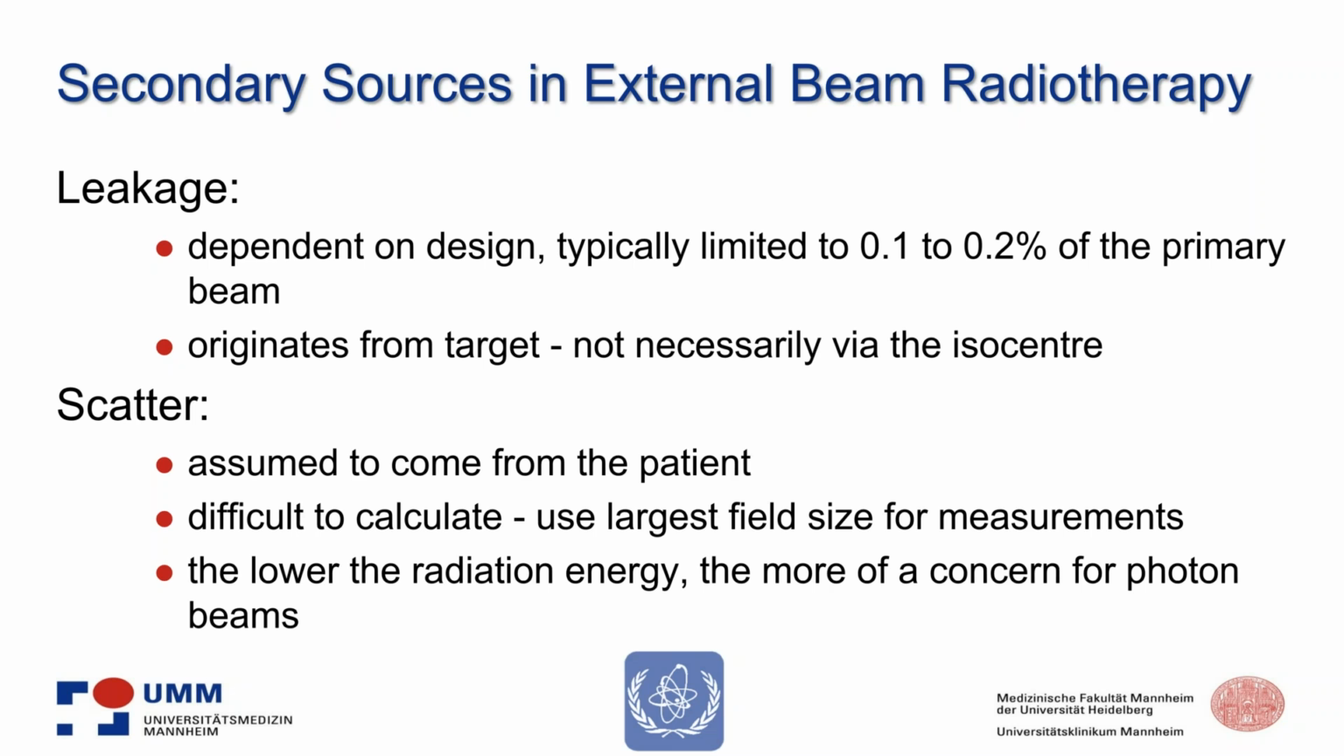Scatter is assumed to come also from the patient. Yeah, it's difficult to calculate. Normally, what is done is you use the largest field and measure the highest scatter. The lower the energy, the more of a concern for photon beams. So you could measure it, and it is also more or less a constant factor for the machine. So next one.